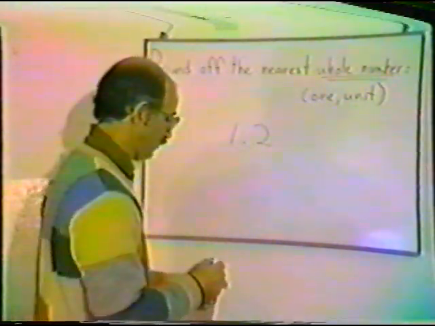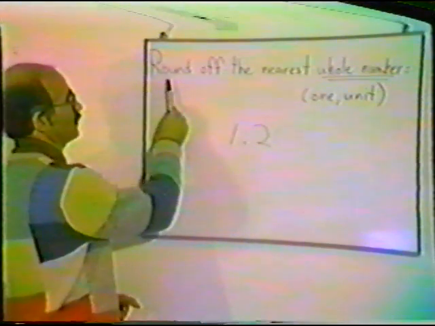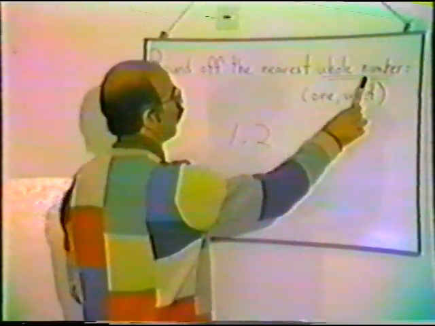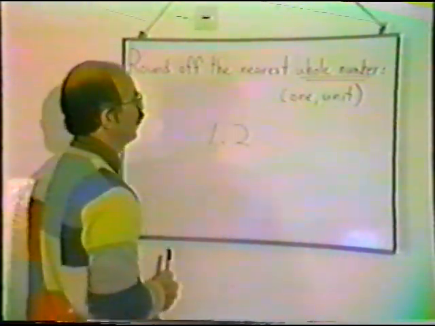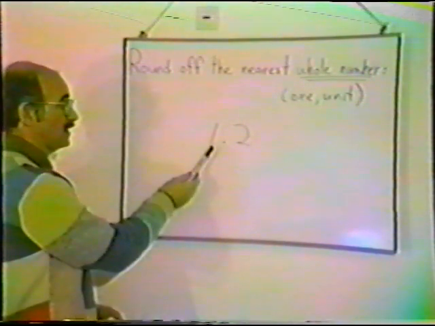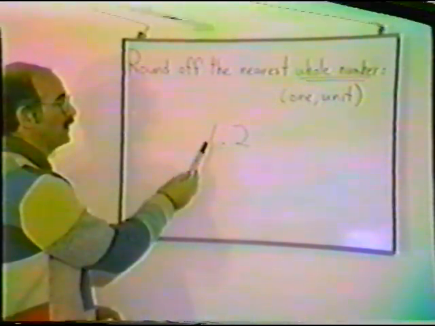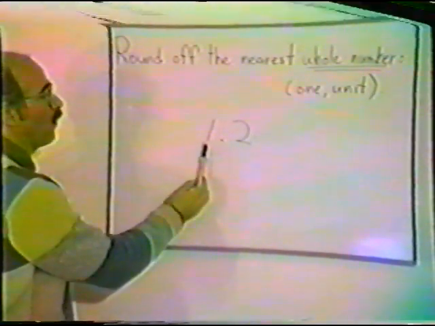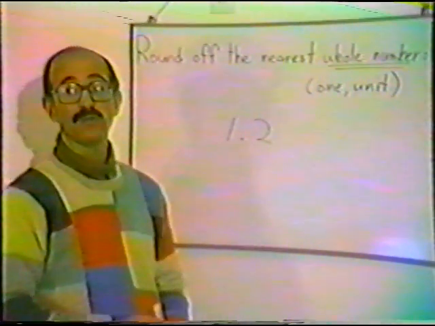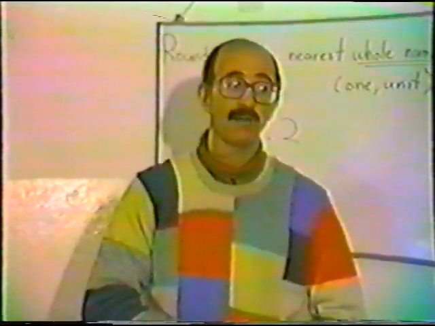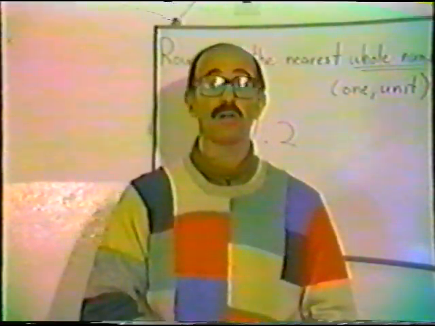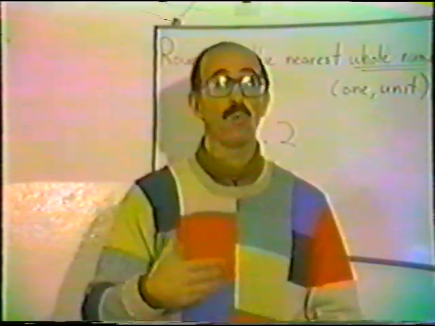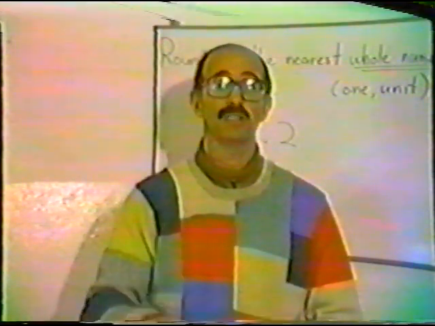Now we're going to round off these numbers to the nearest whole number. We have to decide whether this is closer to 1 or 2. This place here is called the ones place or the units place. And when we round off decimals, we no longer have to ask ourselves what two numbers it falls in between.